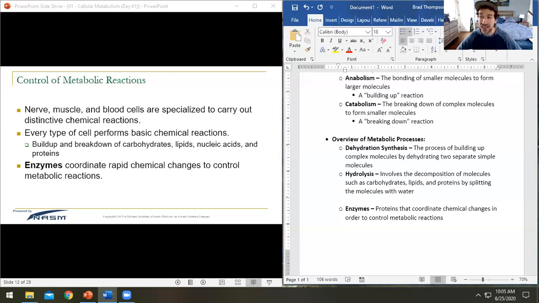Enzymes kick off chemical reactions, right? Here's how I like to think of it. It works like a lock and key mechanism. So here's how I always like to think about enzymes.